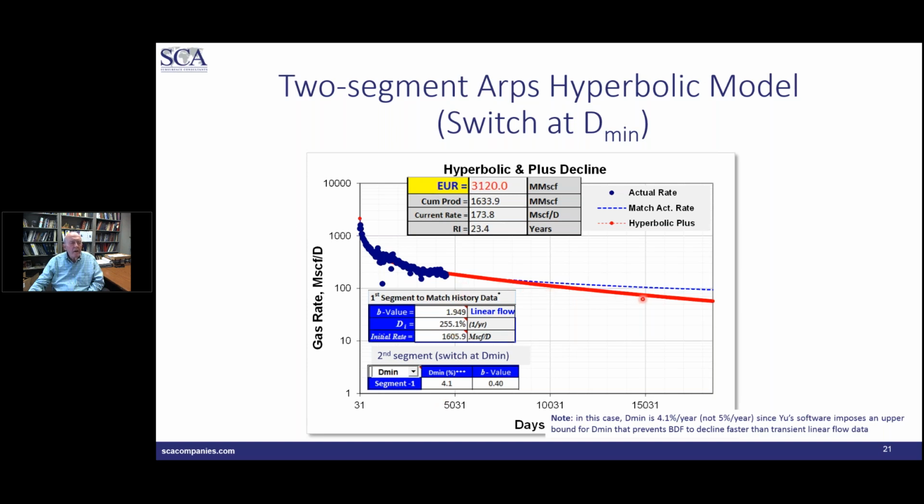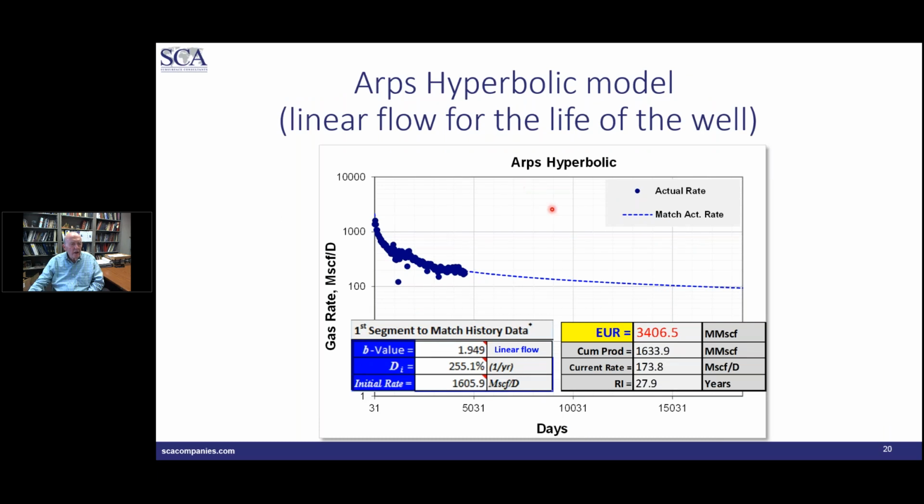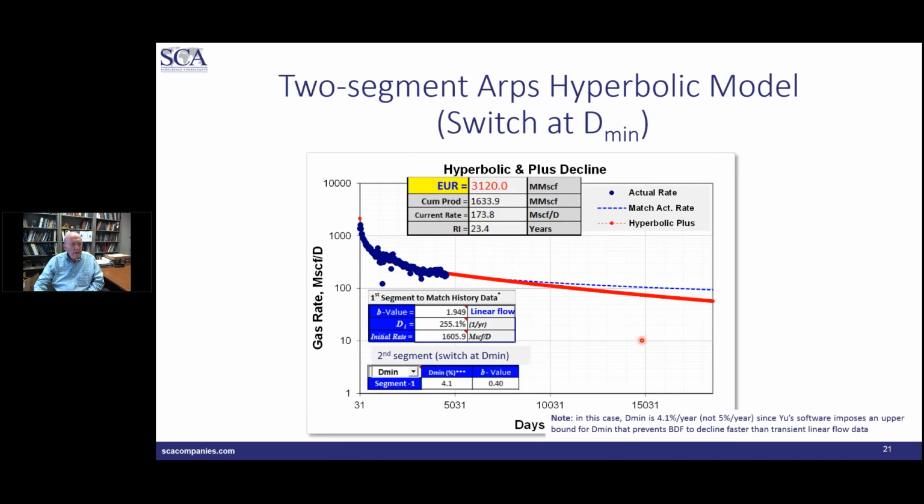Now, did this really make any difference? The EUR from this forecast is 3.12 BCF. From this forecast, 3.4 BCF. That's about a 10% difference. Some would say if we're within 10%, it really doesn't matter. But I think in this case it does.